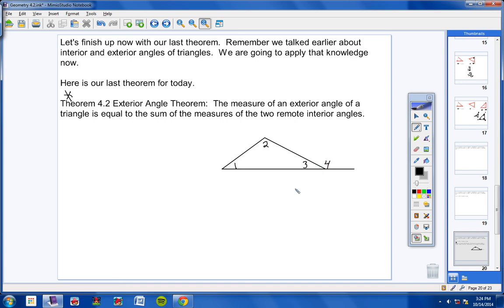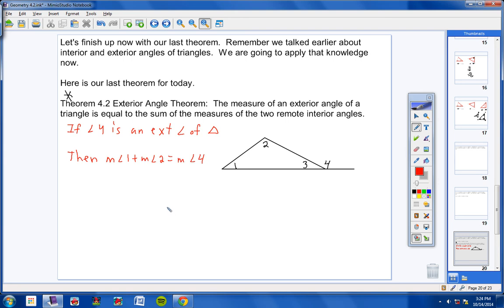Okay? Now, listen to what we have here. Okay, copy this down, please. If angle 4 is an exterior angle of a what? Triangle, which it is, then the measure of angle 1 plus the measure of angle 2 equals the measure of angle 4.